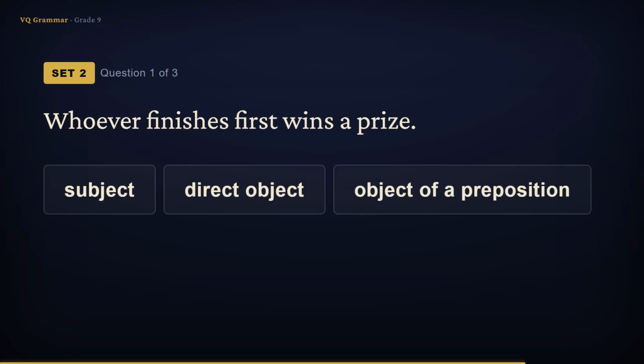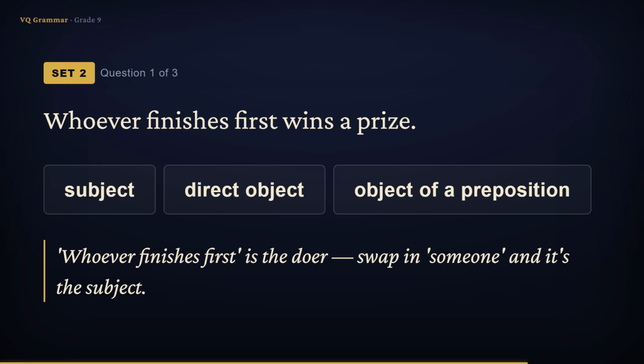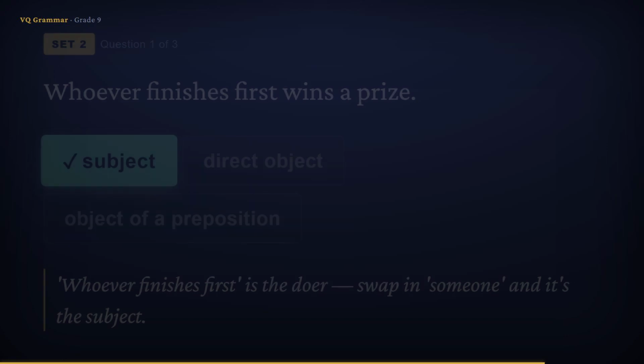Whoever finishes first wins a prize. The clause is whoever finishes first. Ask, who wins the prize? That clause is the doer of the action, sitting right at the front. So here, the noun clause is the subject.